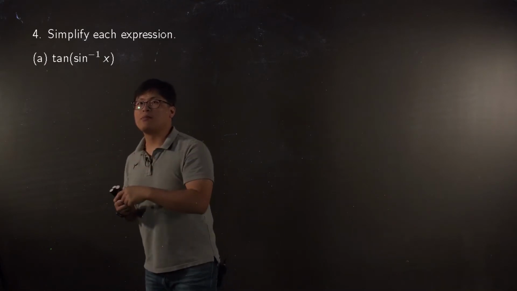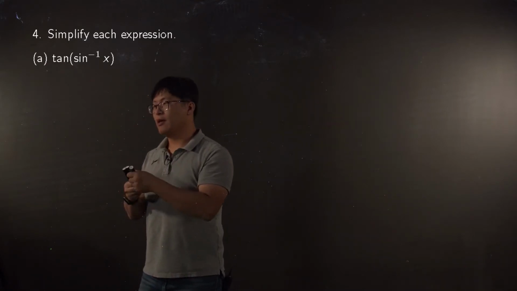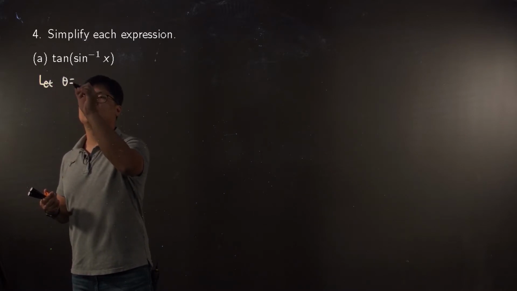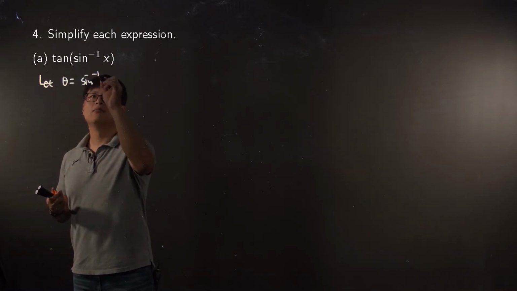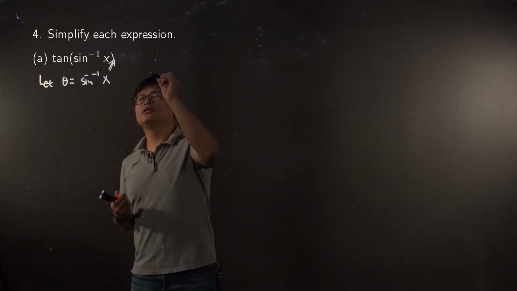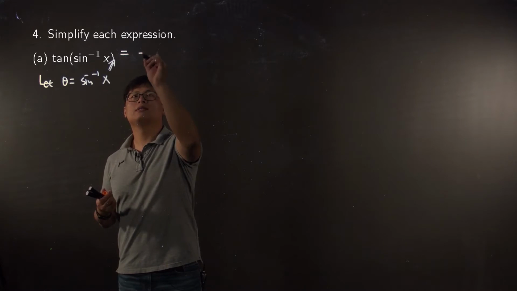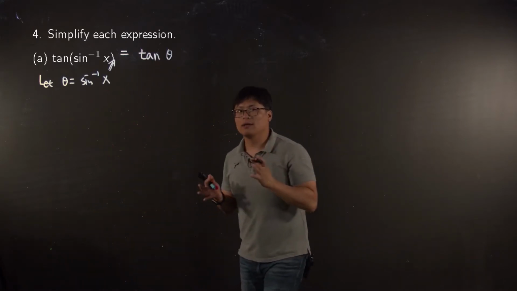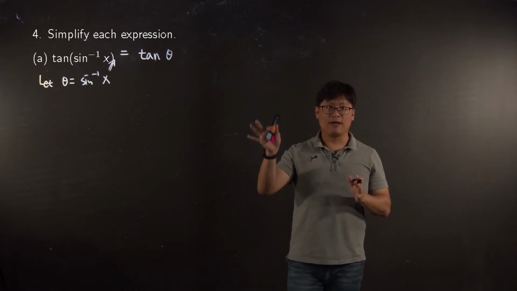We're gonna define a new variable theta for sine inverse of x, okay? Here we go. So let me define theta as sine inverse x, okay? With this, I can change my problem this way. It is now tangent theta. Okay, now with my triangle with angle theta, we're gonna try to find tangent theta.